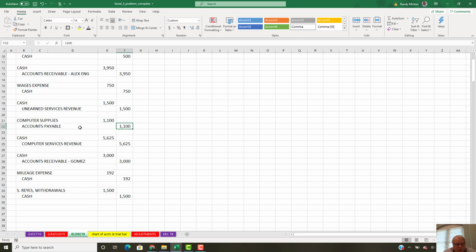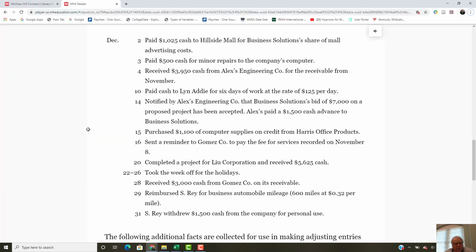In this case, we're incurring a new debt, so it's going up. So we'll make computer supplies debit of 1,100 and accounts payable credit of that same amount. Okay, the next thing that happened: sent a reminder to Gomez Company to pay the fee for services recorded on November the 8th. Well, that's fine, but that's not an economic event. That's just a reminder. We've already recorded the economic event. Now all we're doing is waiting for Gomez to pay us.